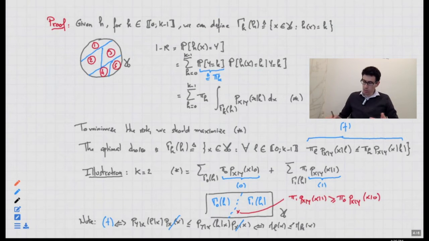So really, when I talk about my region as the one for which π_k P_{X|Y}(x | k) is the largest, it's completely equivalent to me saying I'm choosing the region Γk(H) to contain all the points for which η_k(x) is maximized over all possible values of k. And that's indeed the expression of the Bayes classifier that I indicated earlier.